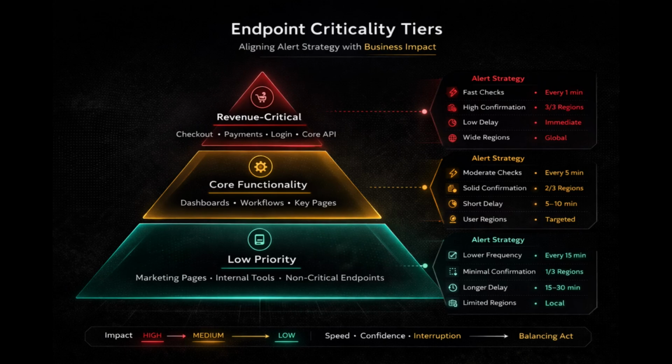On the screen, think of your system as tiers. At the top, revenue critical paths: checkout, payment, login, your core API. In the middle, core functionality, dashboards, key pages, workflows. At the bottom, low priority, marketing pages, non-critical endpoints, internal tools with low impact. Each tier needs a different balance of speed, confidence, and interruption.